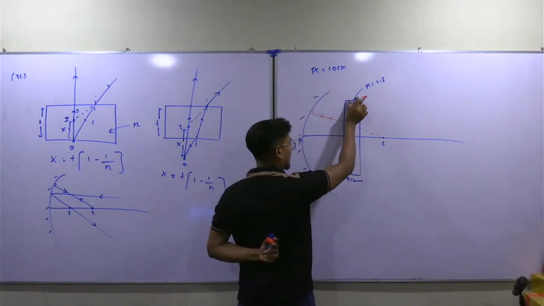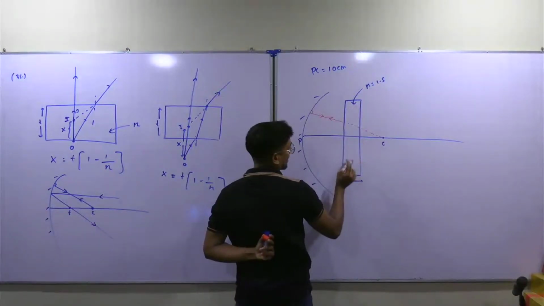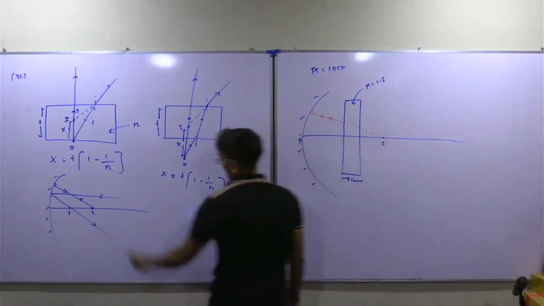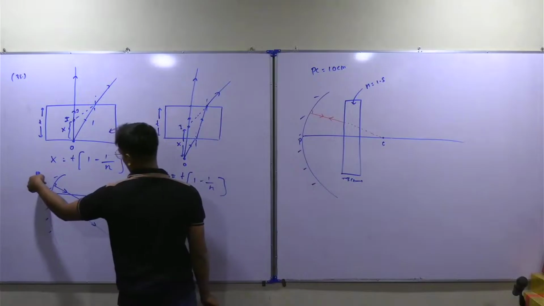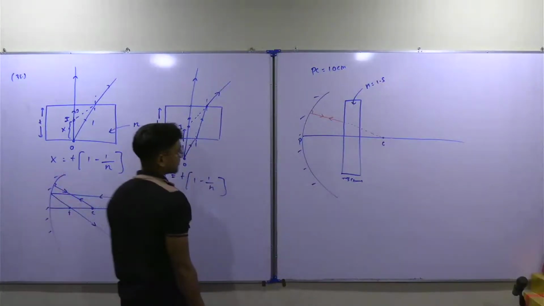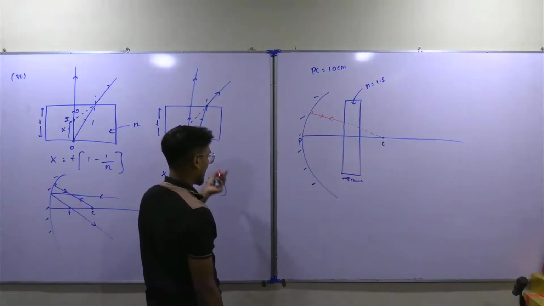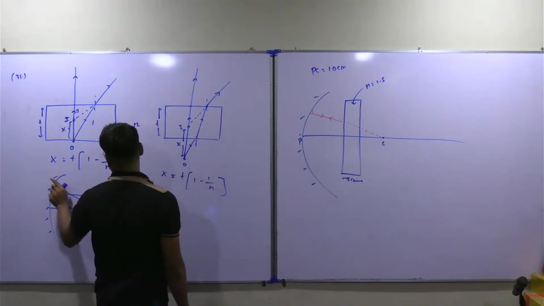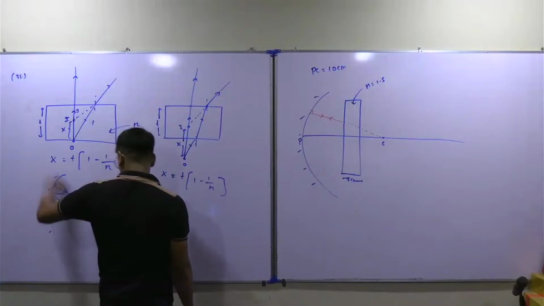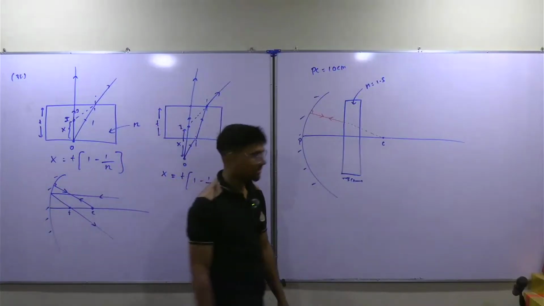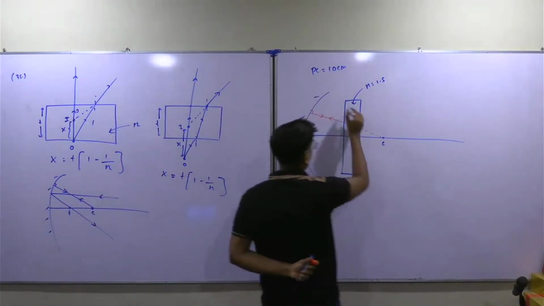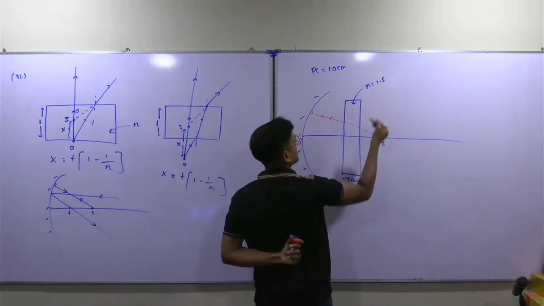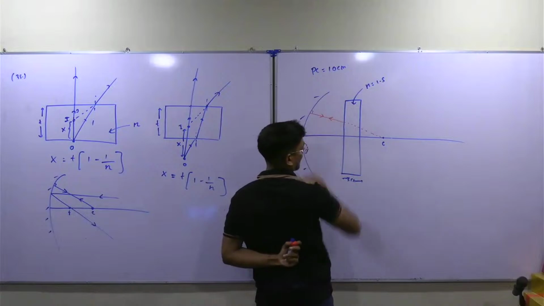So the refracted ray from this glass block should appear to travel from the center. If a light ray is traveling from the center, then only it will return along the same path. For the image to coincide with the object, the reflected ray should travel along the same path. The refracted ray from this glass block should travel like this.